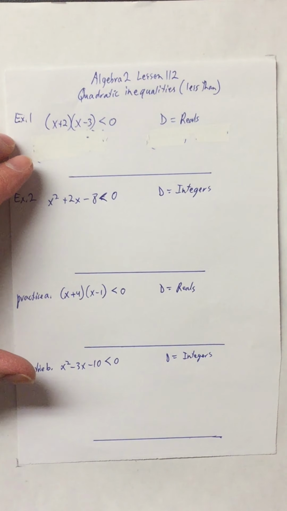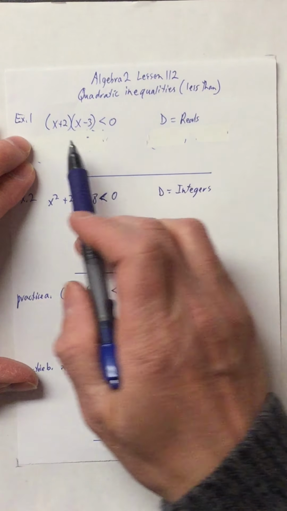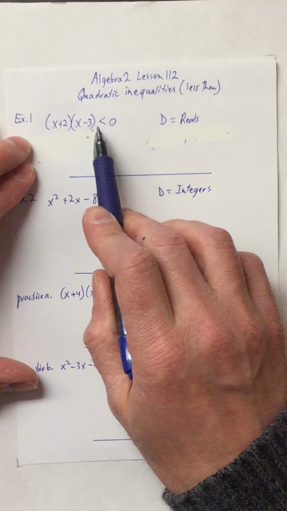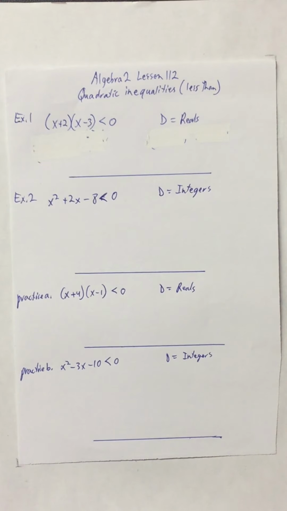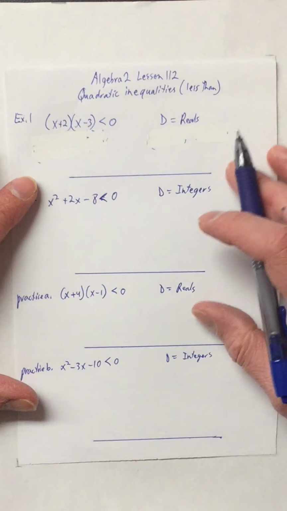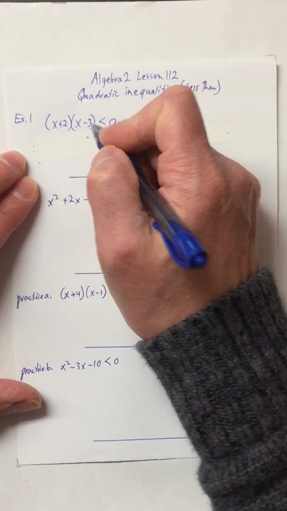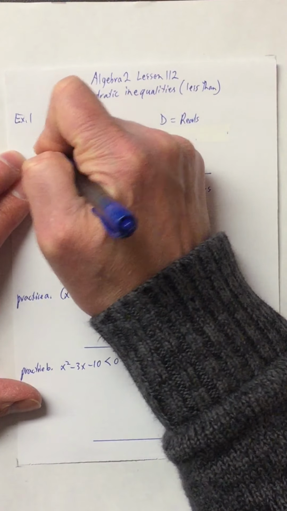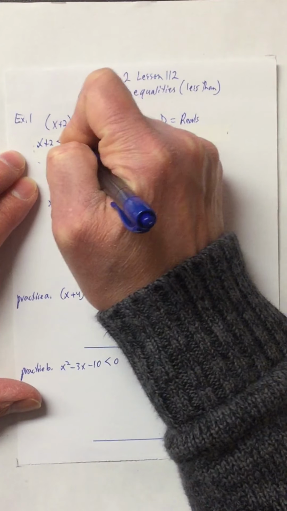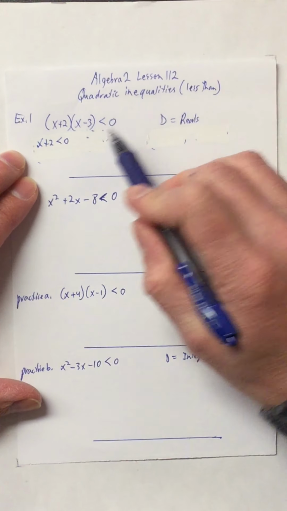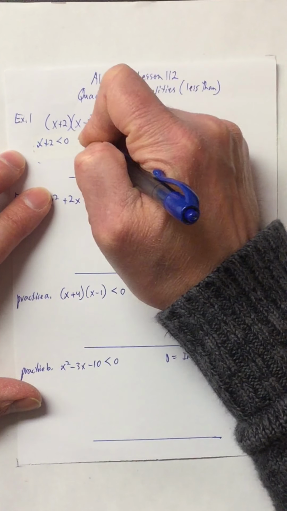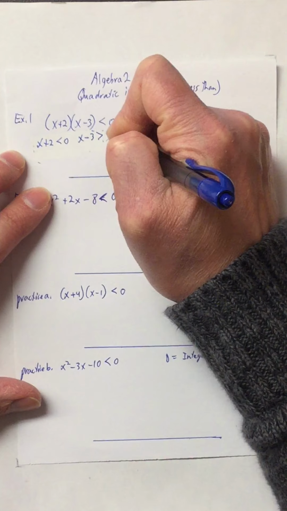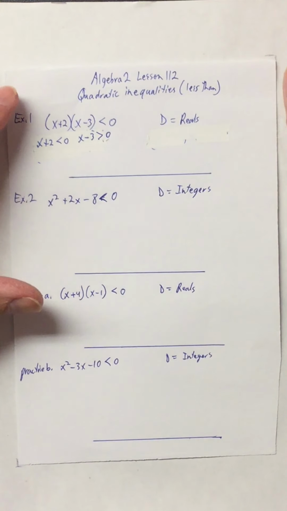In this lesson, we get back to our quadratic inequalities. We've got the quadratic part here, and it's less than 0. This one we go about a little differently than what we did in lesson 110. To start out, we're going to write the first one here: x plus 2 is less than 0. But because this is a less than, we're going to flip the second one. So x minus 3 is actually greater than 0, and solve for that.